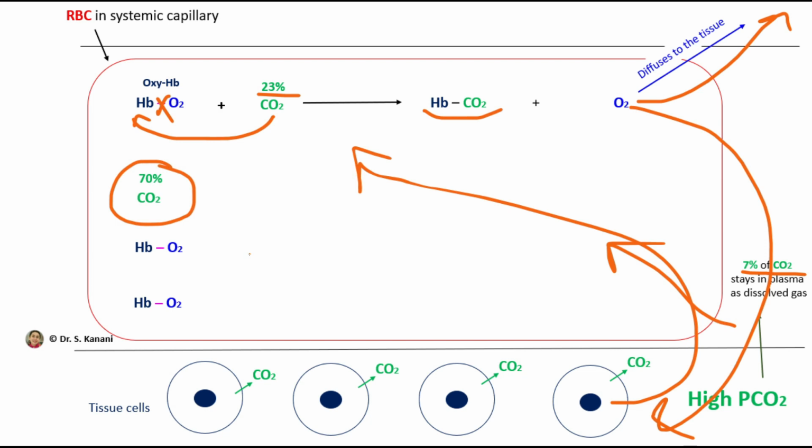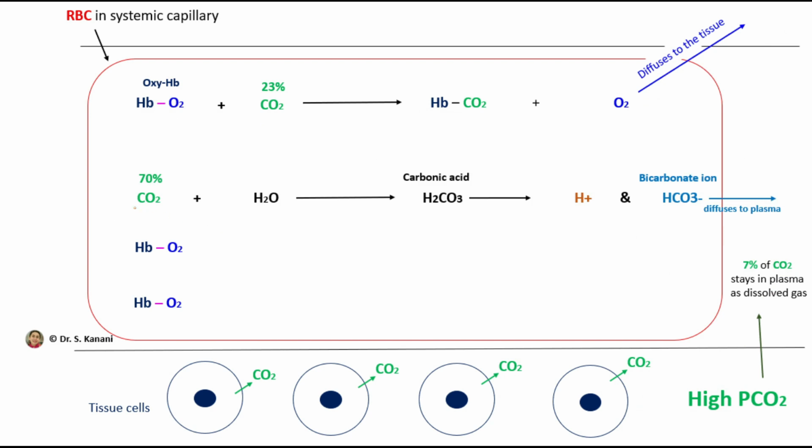Inside the red blood cell, we have enzymes that allow this high percentage of carbon dioxide to react with water. The result would be carbonic acid. Carbonic acid quickly dissociates into two ions, hydrogen ion and bicarbonate ion. Bicarbonate ion is the buffer, and we see that most of the bicarbonate ion leaves the red blood cell and goes into plasma. For a moment, visualize what's going on here.